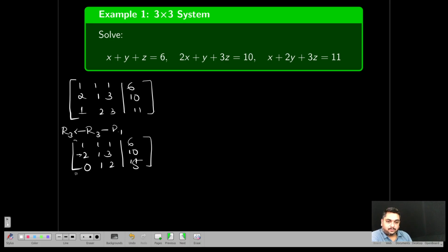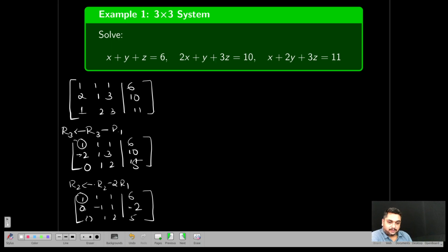Now we try to make this 0 because I am considering this as the pivot element. Now R2 is R2 minus 2R1. This will be 1 1 1 6, and 0 minus 1 1 minus 2. Now this is my pivot element, and below this are zeros. Now if I want to make the second row the pivot row, then this element has to become 0.